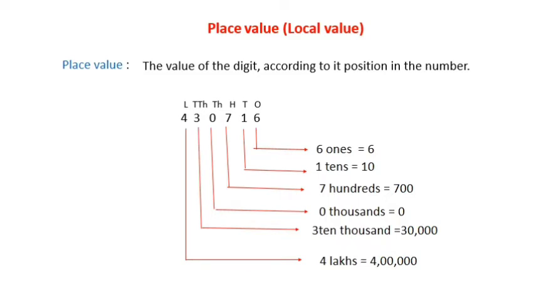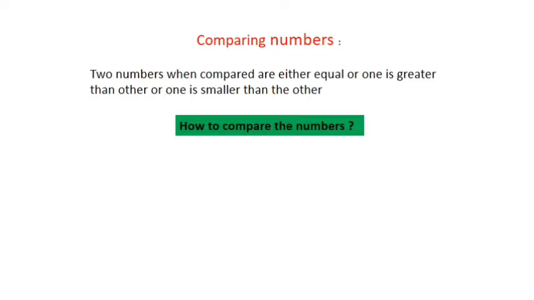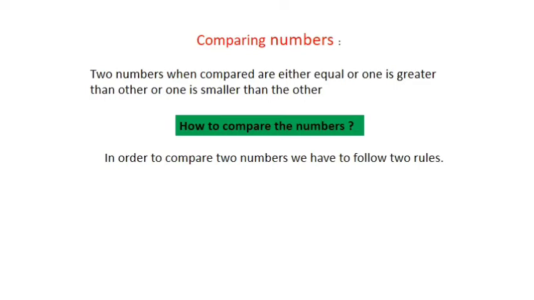Now let's see how to compare numbers. Students, you already know how to compare numbers. Let us see once again. Let us revise. When two numbers are compared, either they are equal, or one is greater than the other, or one is smaller. Now to compare numbers, we have to follow two rules.